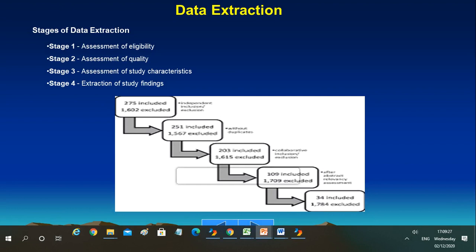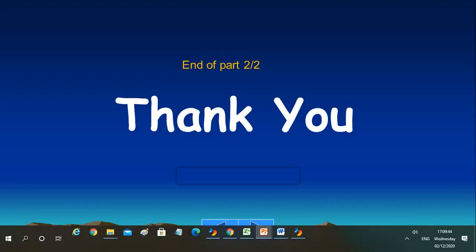Now, the stages of data extraction. Number one is assessment of eligibility, whether the data is eligible for extraction or not. Then assessment of quality, what kind of quality you expect. Then assessment of study characteristics and extraction of study findings. So this is data extraction and data visualization, and this completes our data wrangling part. Now we'll go on to the actual programming language, that is Python. Thank you.